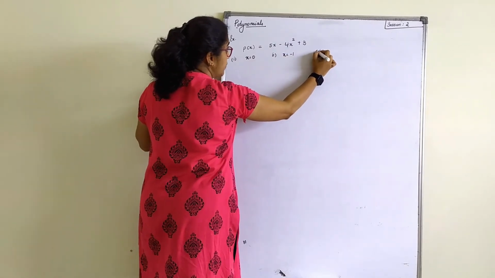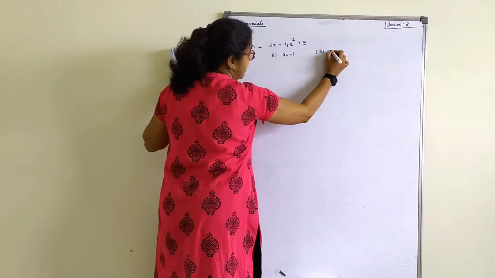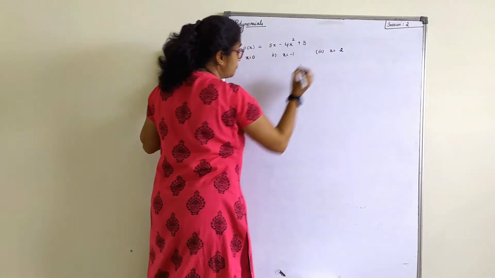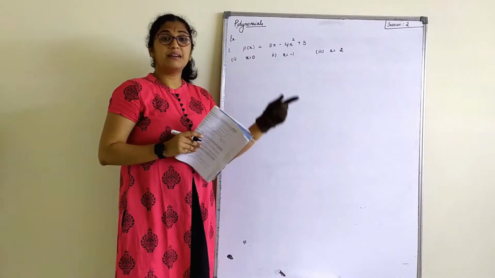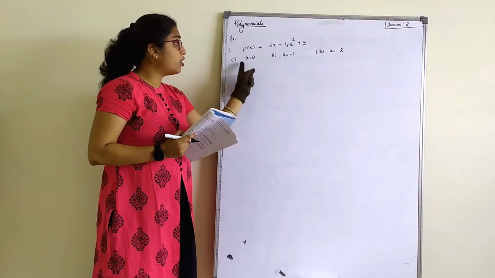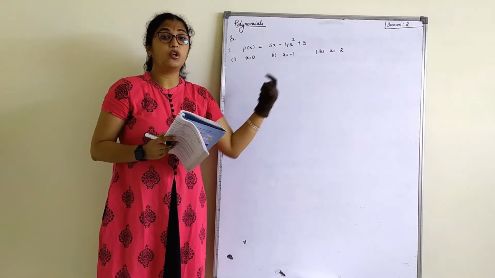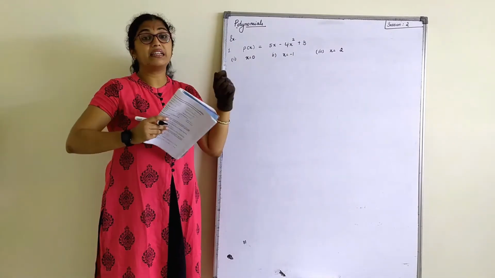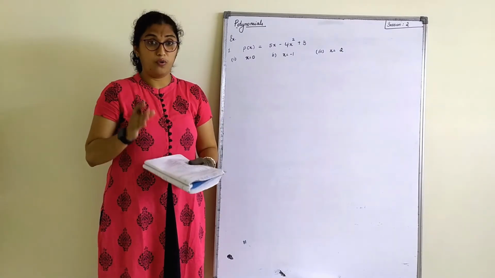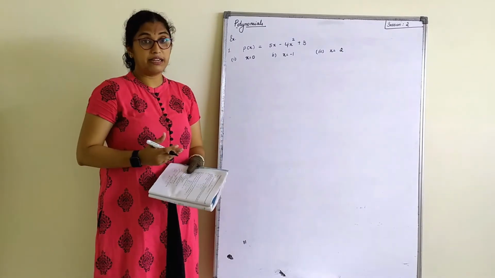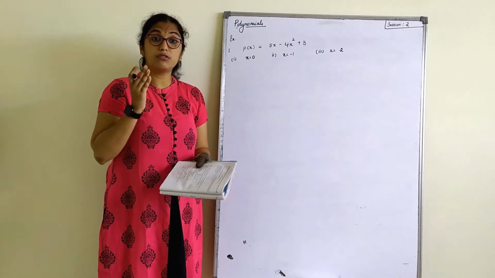And for the third part, the x value is given as 2. Now, since the sums are similar, I will be solving only one or two of them, and I will be marking a few of the similar sums for homework. Once I have marked that for homework, it is your duty to solve the sum.